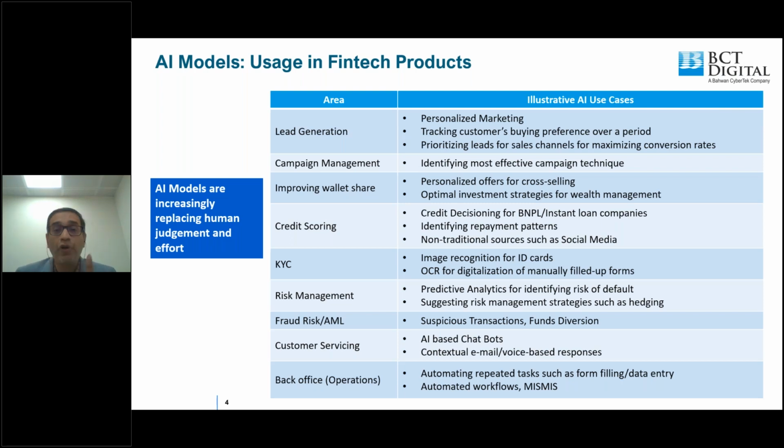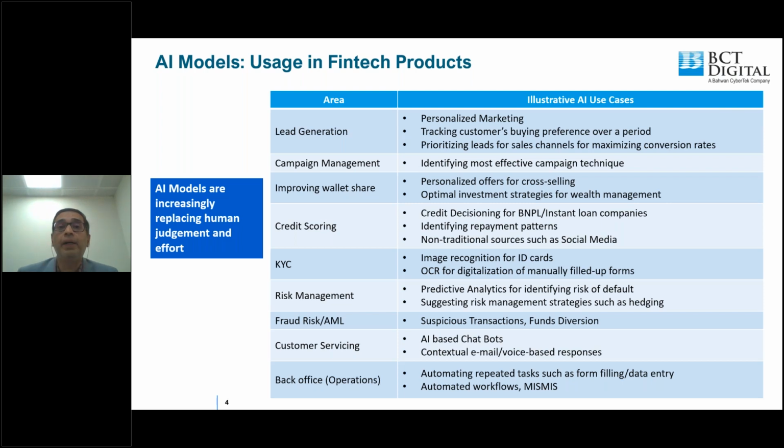Then how do you improve wallet share for a particular customer through cross-selling or upselling, or for that matter, suggesting certain optimal investment strategies in the case of wealth management? AI is being used there. And of course, for credit scoring, we all know AI is being used in various aspects, for example, for BNPL cases, credit decisioning is being run through AI. Then identifying repayment patterns. What have his repayment patterns been, and are there any early warning signs of his being delinquent in the near future? AI is being used there.